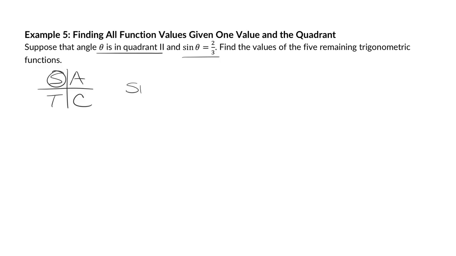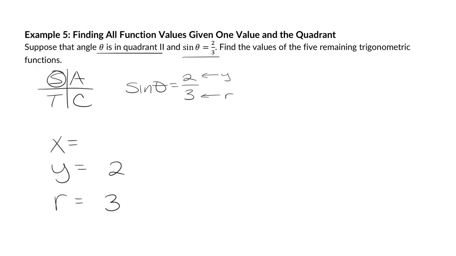Well, my friends, if sine of theta is equal to 2/3, we know based on the definition of sine that this is y and this is r, because the definition of sine is y over r. Which means we can do the following. We know that y is 2 and r is 3. We need to find the value of x.